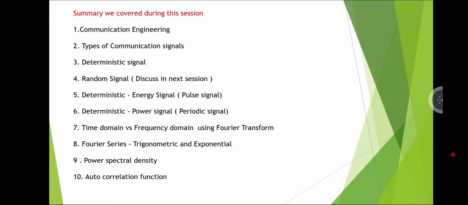The Fourier series means we have the trigonometric Fourier series as well as the exponential Fourier series. The power spectral density, which is covered for both deterministic and random signals also. And the last one is the autocorrelation function.